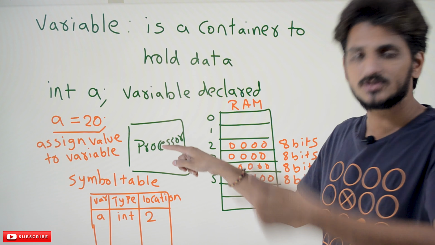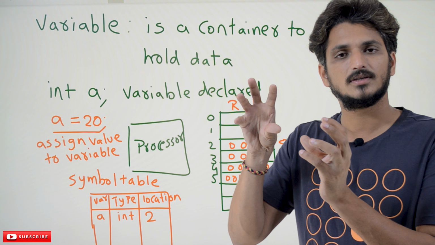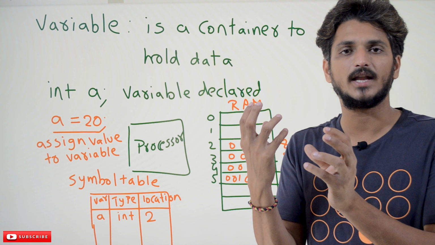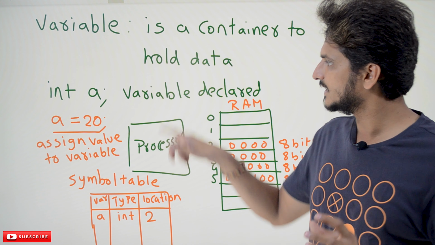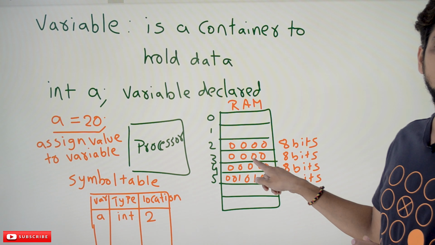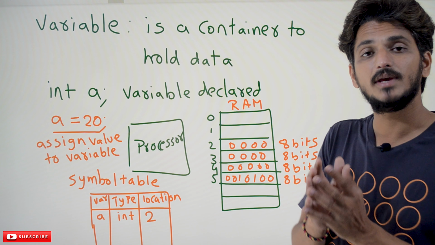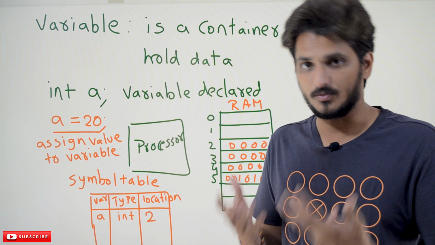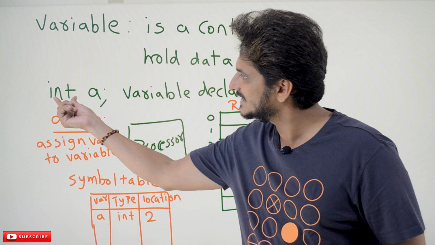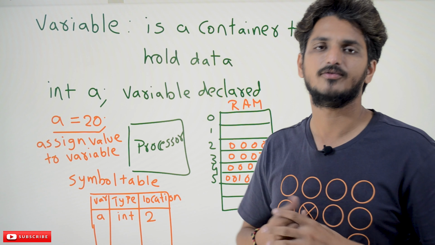So when this line executed, a needs some space, a container to hold data. Where will that space be allotted? It is allotted in random access memory. In the random access memory, the space can be assigned anywhere. For suppose, assume that this integer data type needs 4 bytes of data.